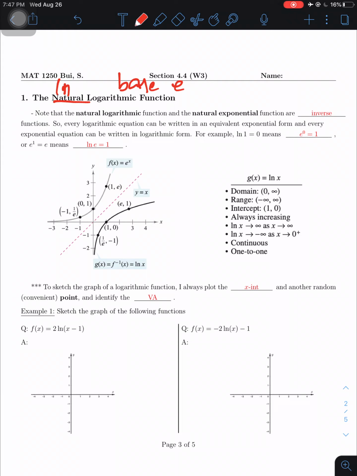All right, so note that the natural logarithmic function and the natural exponential function are inverse functions of each other. So every logarithmic equation can be written in an equivalent exponential form, and every exponential equation can be written in logarithmic form. For example, if you have ln 1 equals 0, and you want to rewrite it so that you can see the base, let's write it as log base e of 1 equals 0.